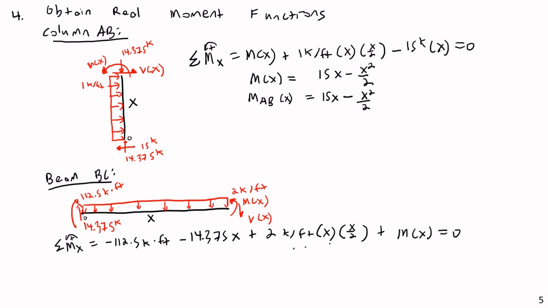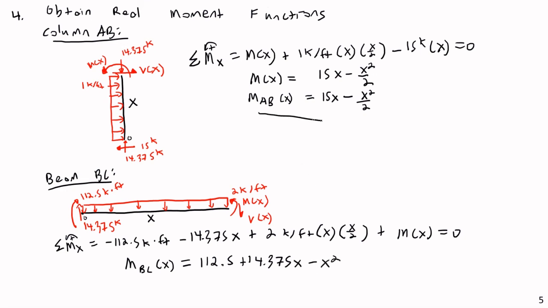All this equals 0. And then solving for m of x and simplifying, I could call this mbc, the real moment on member BC as a function of x, is equal to 112.5 plus 14.375x minus x squared.